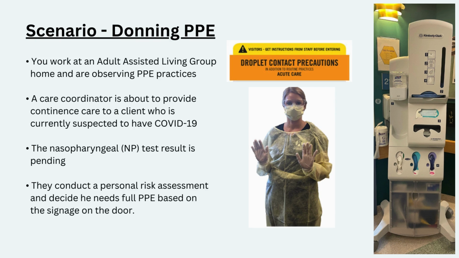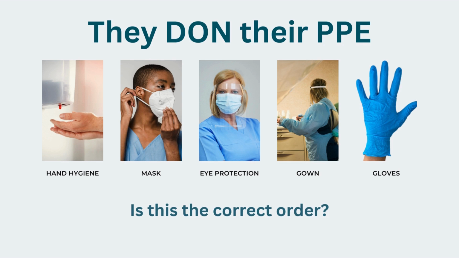Signage has been placed on the door for droplet contact precautions. Your care coordinator is going into the room to provide continence care. You watch them don their PPE in the following order. They perform satisfactory hand hygiene, put on their mask, then eye protection, then their gown, and lastly their gloves. Is this the correct order? Take a minute to think and recall what we have reviewed so far. If you need any additional time, feel free to pause now. We will go through the answers and the reasonings over the next few slides.